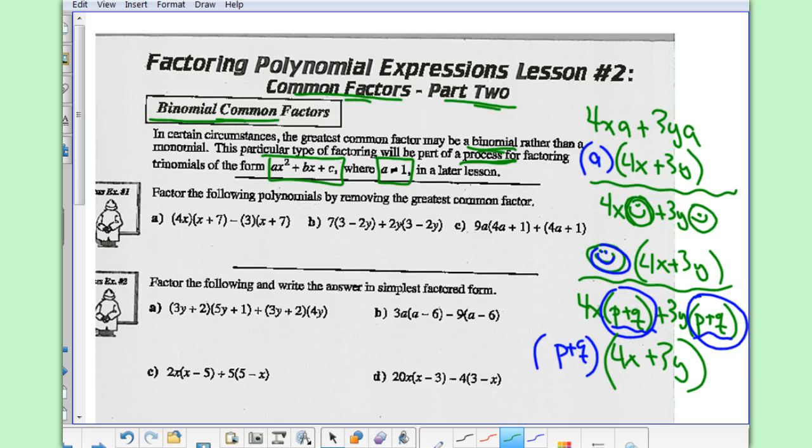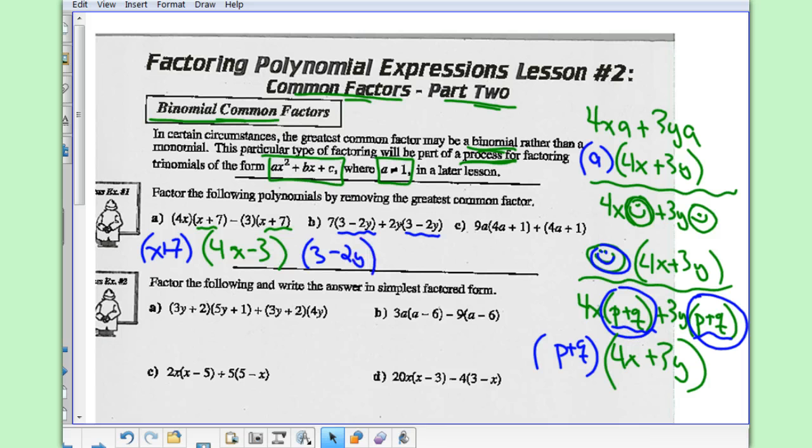And now you can see that occur in this. What's the common factor? x plus 7. I take the x plus 7 out, and I'm left with 4x minus 3. So we're using that principle. What do we have in common here? 3 minus 2y, 3 minus 2y. I take that out, and I have 3 minus 2y, and what's left over is 7 plus 2y.